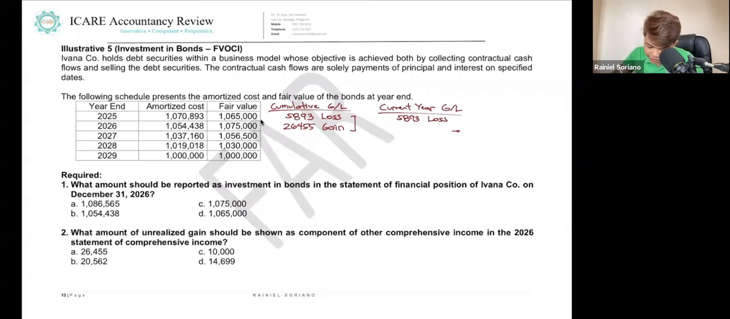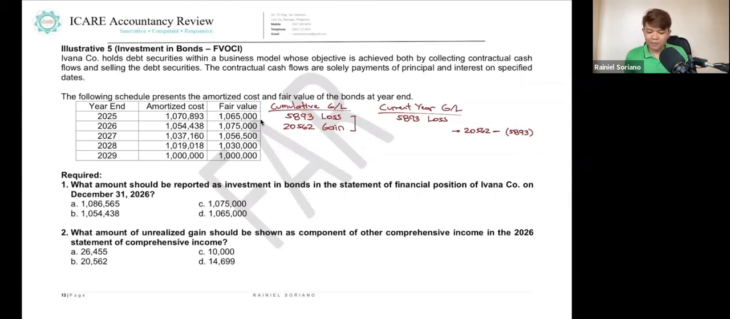See to it here that our computation will be equal to 26,455 gain, minus negative 5,893. Sir, hindi po ba 2562 yung cumulative gain? 1,075 minus 1,054,438. O nga, sorry na, 2562 pala to. Nagkamali ako. So ibig sabihin, this is equal to 2,562 minus negative 5,893.